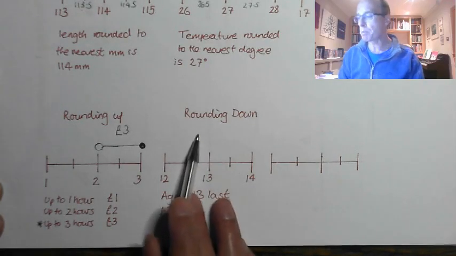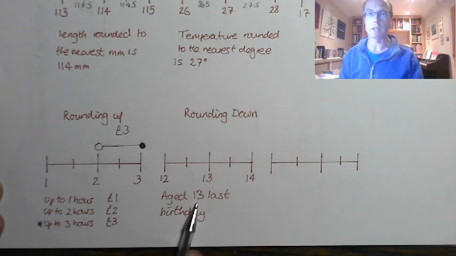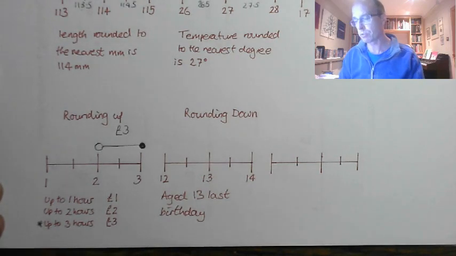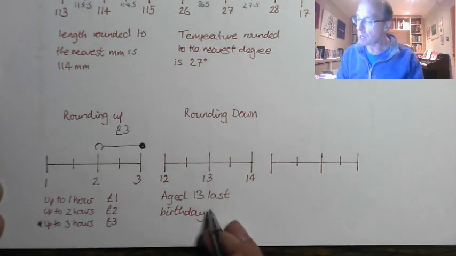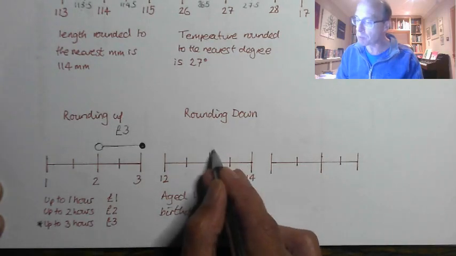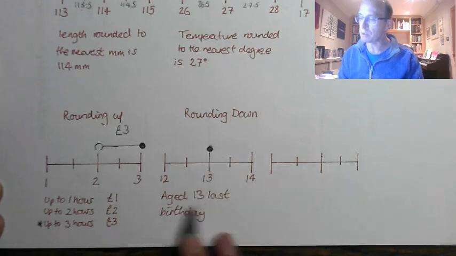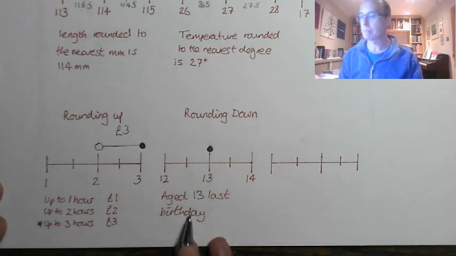The most common example for rounding down is when we have a look at birthdays. So I'm going to describe it as age 13 last birthday. Normally when you ask somebody their age, they'll say, oh, I'm 13. Even if they're 13 and 364 days, so very close to 14, they don't say, I'm 14. They actually say, oh, I'm still 13. Okay? So 13 last birthday. Well, if it's my birthday today and I'm 13, then I'm definitely going to say I'm 13 at the moment.